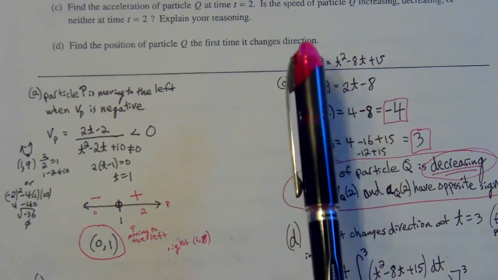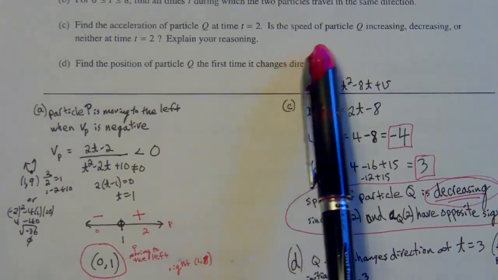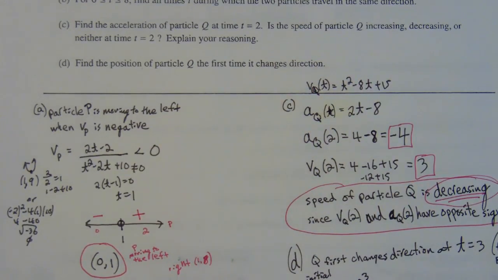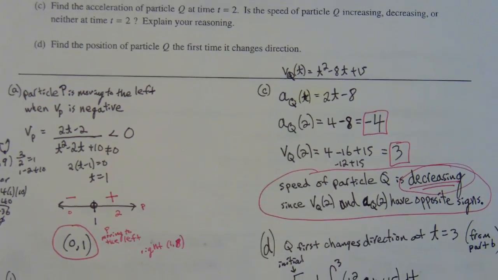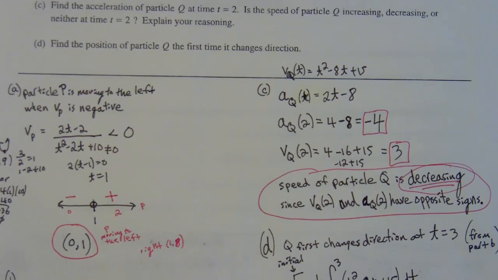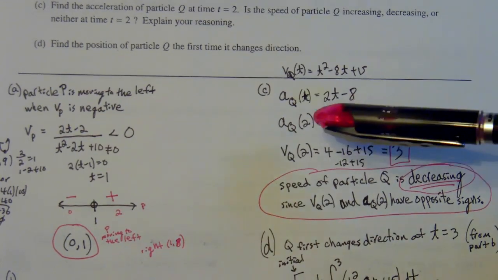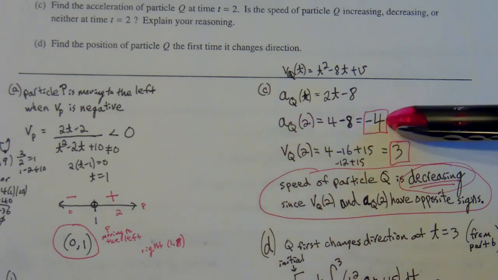And then it's asking us our question that we're used to. We've seen this a bunch. Is the speed of particle Q increasing, decreasing, or neither at time t equals 2? Now remember, speed is increasing if velocity and acceleration have the same sign. Speed is decreasing if velocity and acceleration have opposite signs. We just calculated that the acceleration is a -4.